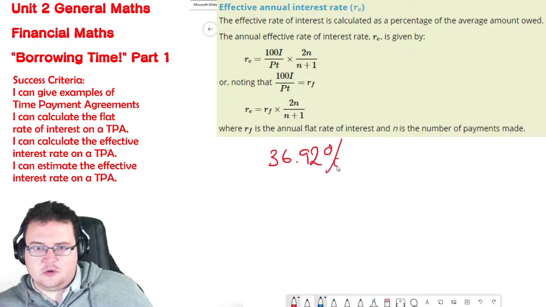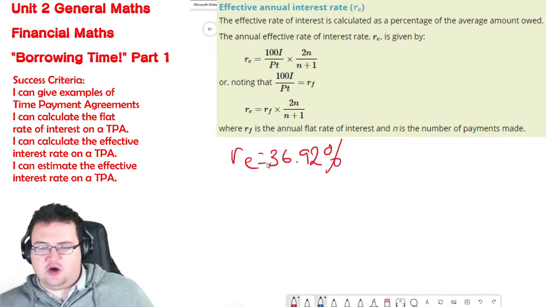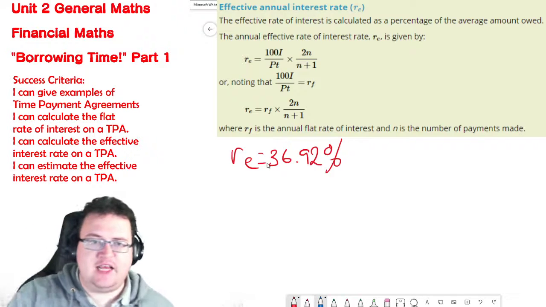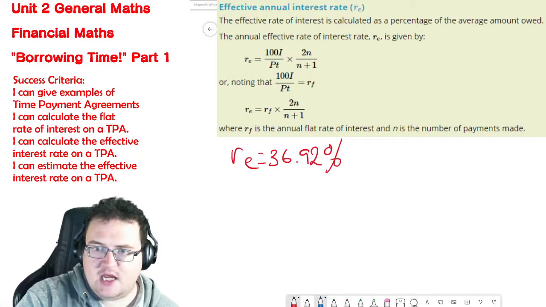36.92. So the RE is approximately 36.92. And what that's telling me is that my effective rate of interest on any particular payment that I make, 36% of that payment is actually going towards paying off just my interest.